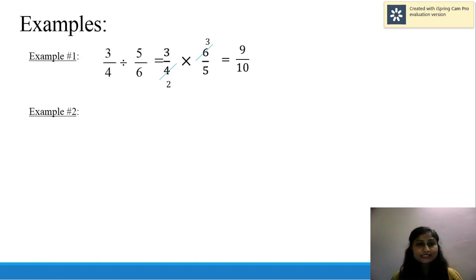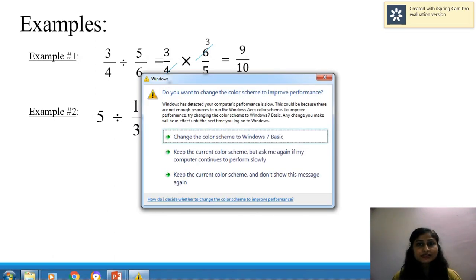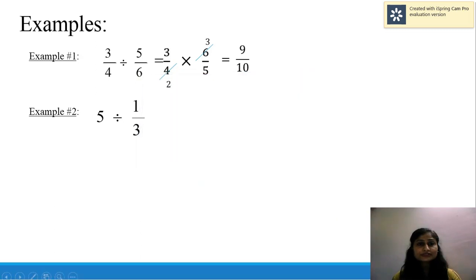Second example is 5 divided by 1 upon 3. We write 5 as it is, and then we write the reciprocal of the second number and we multiply it. Here 5 3s are 15, so the answer is 15.